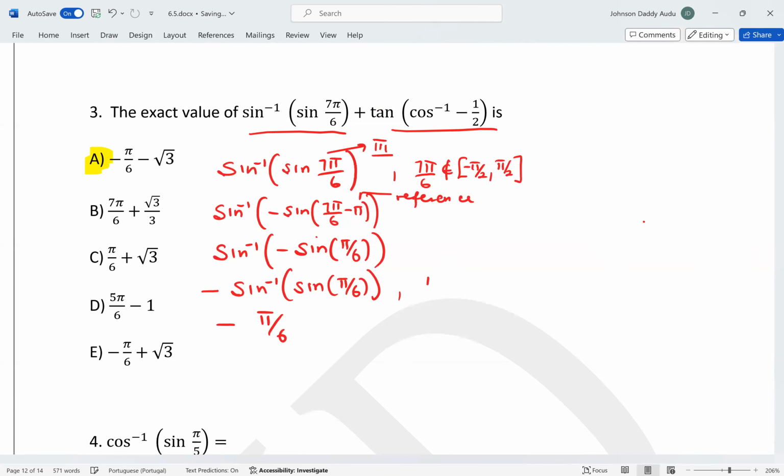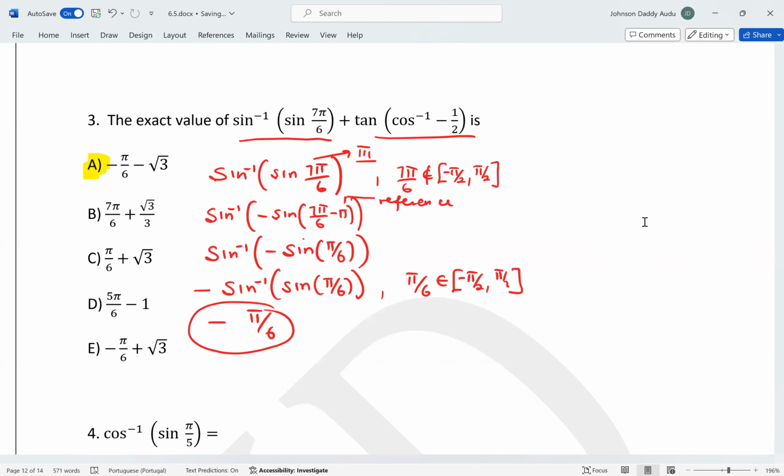Why? Because I know that pi over 6 is inside minus pi over 2 to pi over 2. So the final answer here is this one. Okay, that is for the first part. Now let's take the second part.